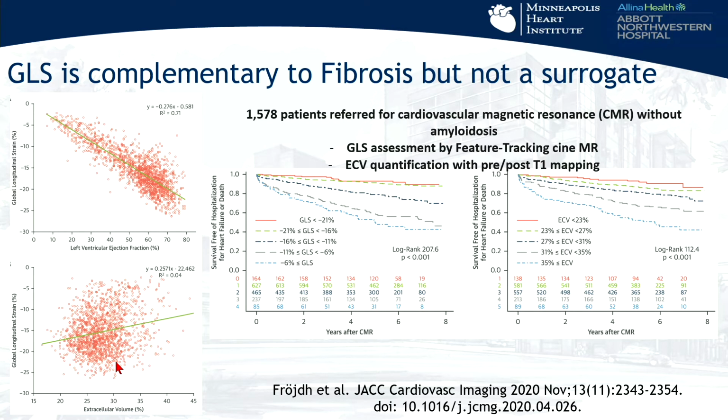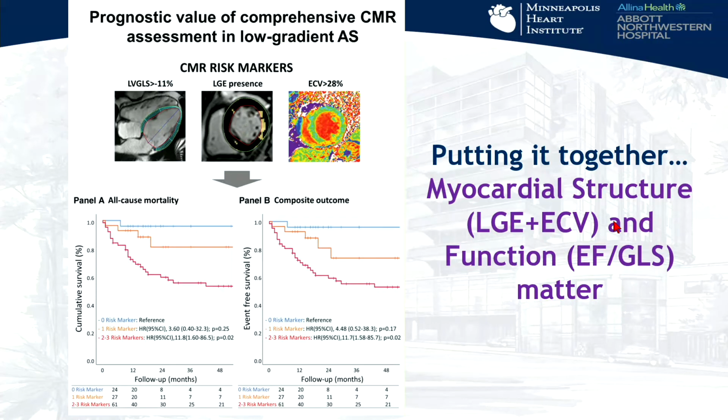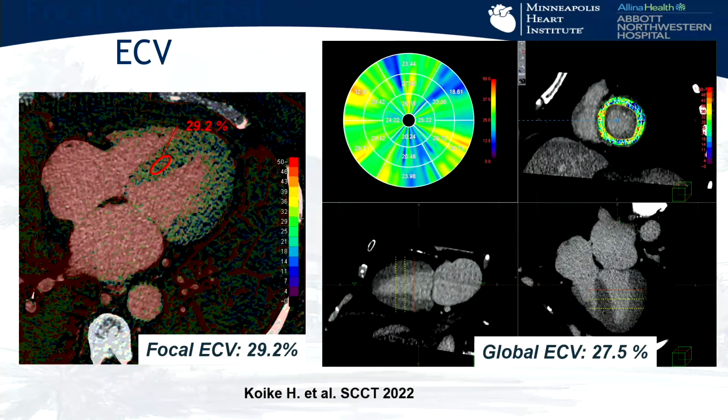So they are representing in reality two completely distinct domains. One is the function and one is the structure. And we need to understand both, because once you have abnormalities on both domains, that's when you do worse. And putting it all together, this is a recent work as well showing that there are important markers: strain, LGE, and expansion of ECV. The more abnormalities you have, the worse you do, particularly in patients with low-grade AS.